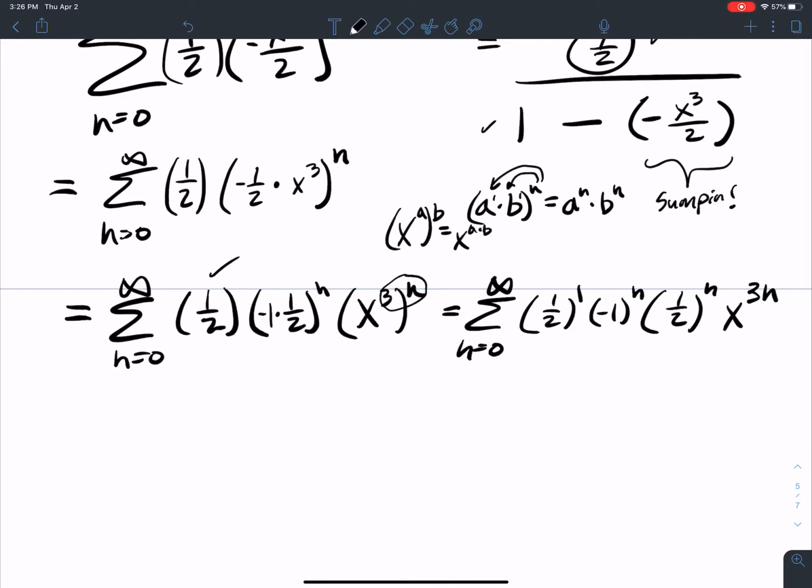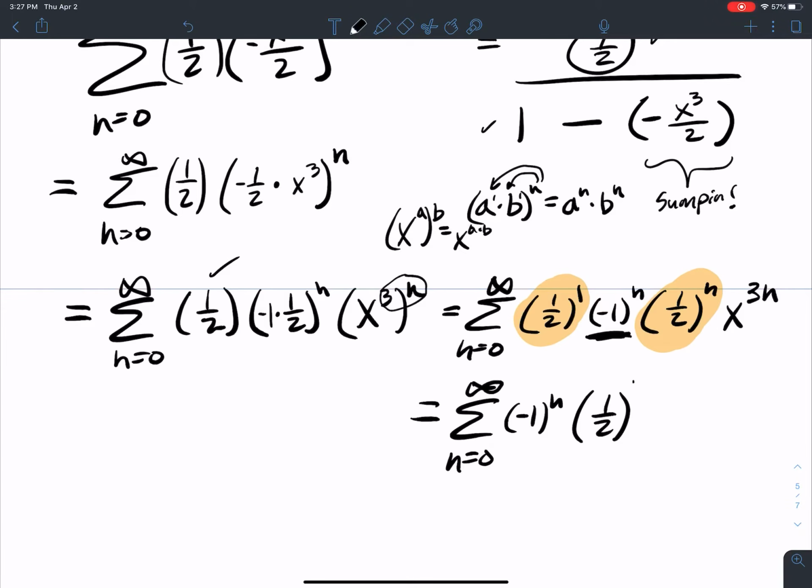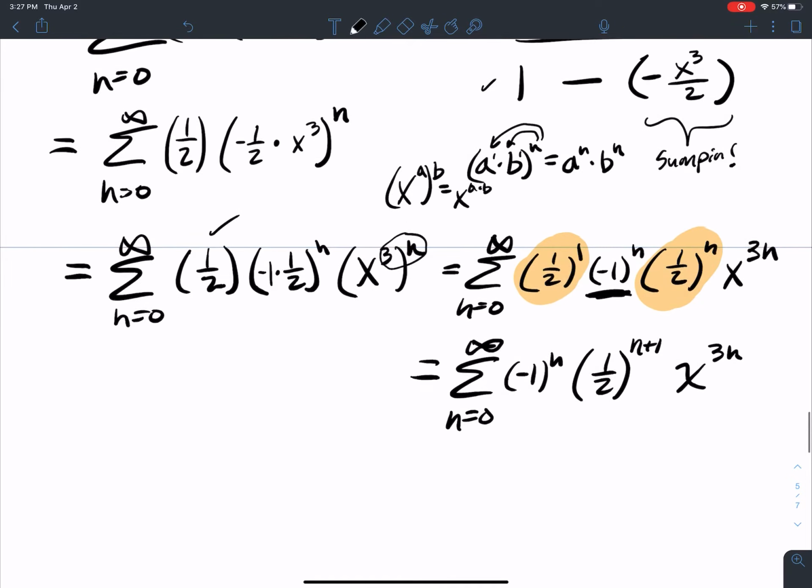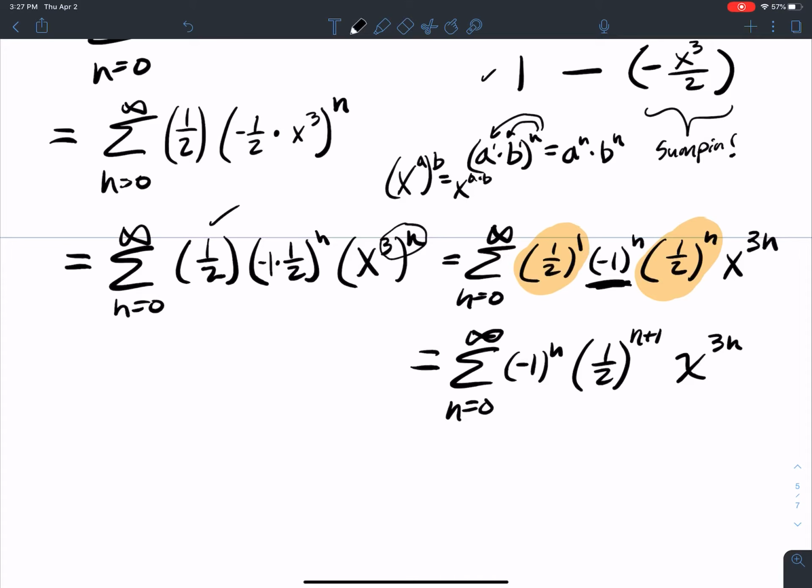And then I'm going to use algebra to help me simplify even further. If I use algebra to simplify further, what do I have? Well, this one is good, negative 1 to the n. But guess what, guys? I can combine these two because they have the same base. With the same base, I add the exponents, n plus 1, right here. Okay. And then I have x to the 3n. So that, my friends, is what the geometric series looks like here.